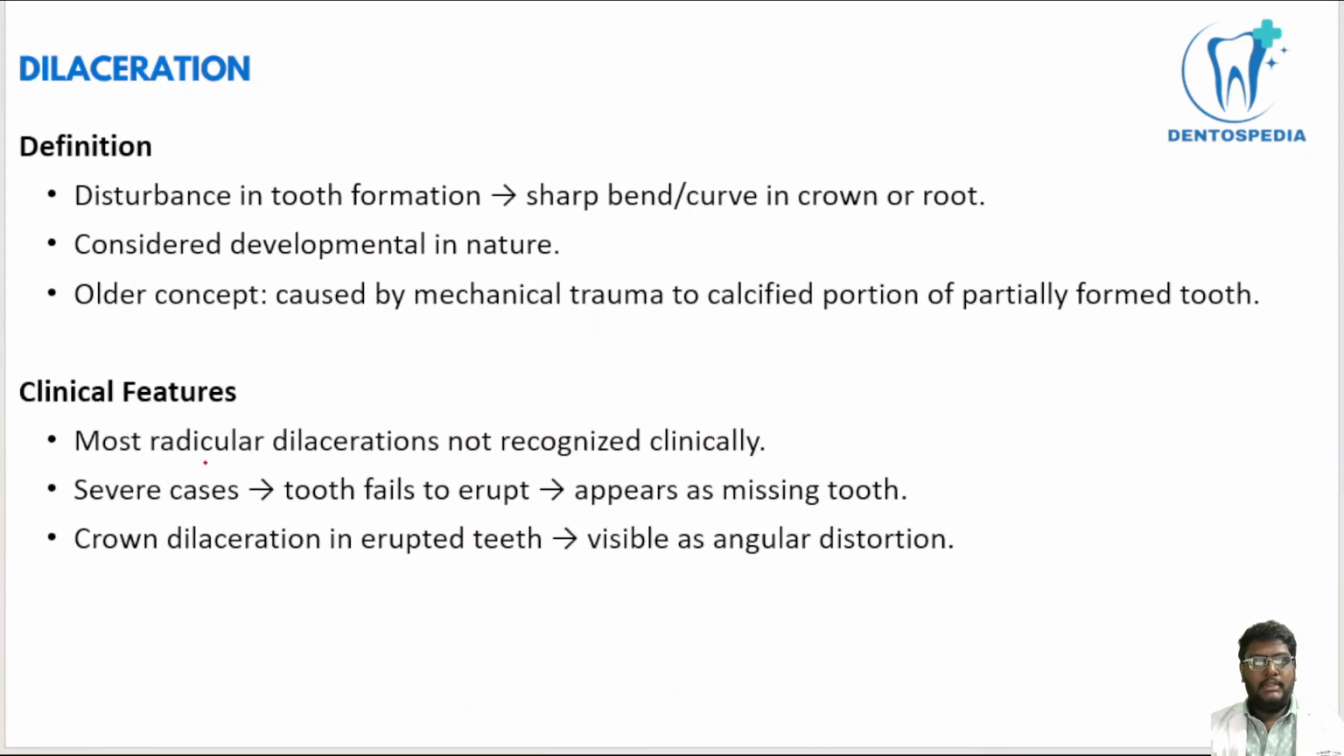Coming to another anomaly, that is dilaceration, where you can see a sharp bend or curve in the crown or root portion. Okay, and it is a developmental anomaly. And usually radicular dilacerations are common when compared to crown dilacerations. Okay, and this anomaly too is an accidental radiographic finding. We can't see the dilacerated roots clinically, right?